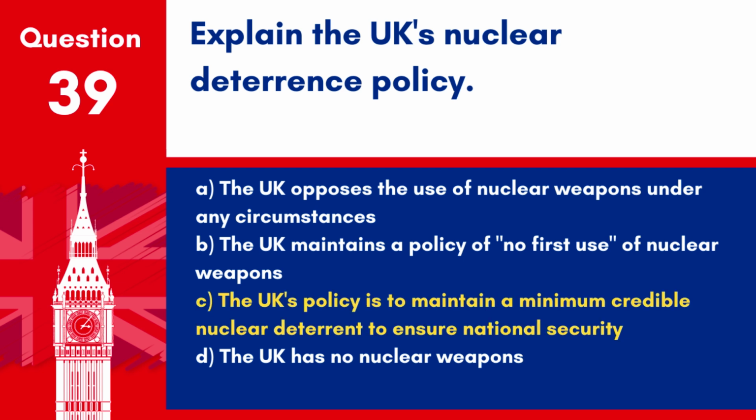Answer: C. The UK's policy is to maintain a minimum credible nuclear deterrent to ensure national security. The UK maintains a nuclear deterrence policy that includes maintaining a minimum credible deterrent primarily as a security measure to deter threats from other nuclear-armed states.